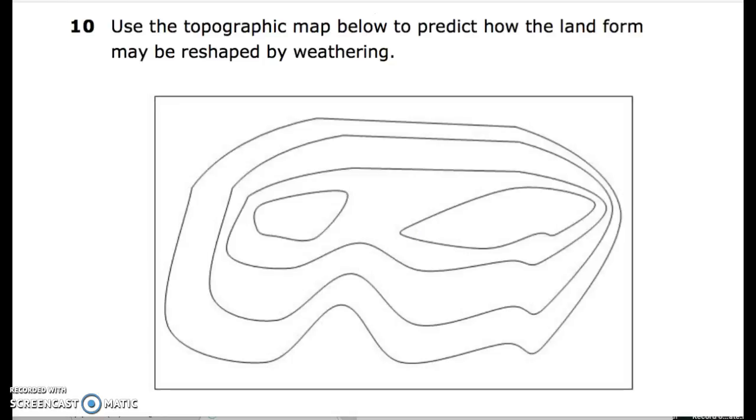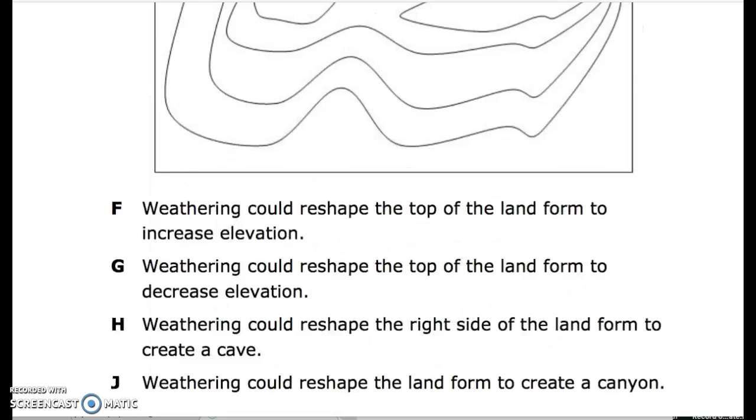Number 10. Use the topographic map below to predict how the landform may be reshaped by weathering. Answer choices. F. Weathering could reshape the top of the landform to increase elevation. G. Weathering could reshape the top of the landform to decrease elevation. H. Weathering could reshape the right side of the landform to create a cave. And J. Weathering could reshape the landform to create a canyon.